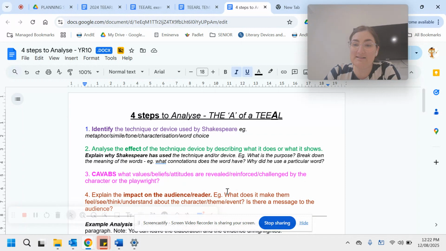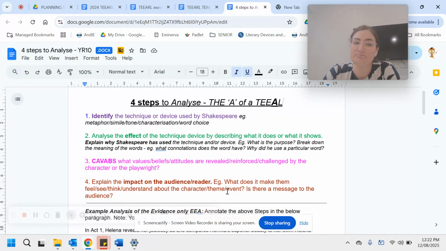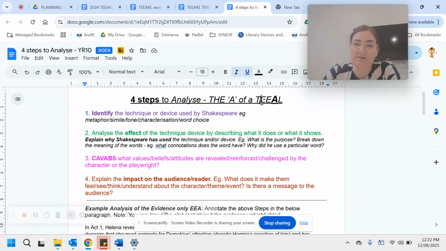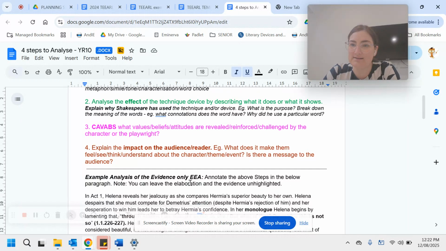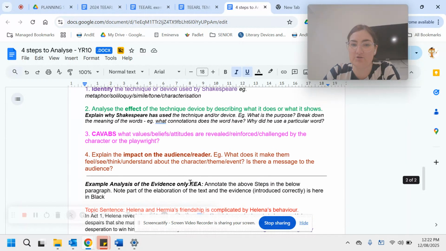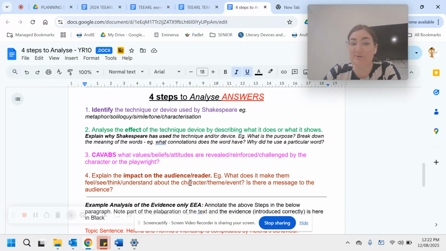Obviously, if you're doing a TEAL, you'll need 3 body paragraphs. Whereas if you're doing a TEARL paragraph, they're going to be longer, so you'll only need 2. So I want to focus today on the EEA rather than your topic sentence and your link sentence, because this is the bulk of your essay. Most of your marks come from here. So it's really important that you don't do a slack job of this or skip it or not pay attention to this part, because this is where you get all your really good marks from in English.